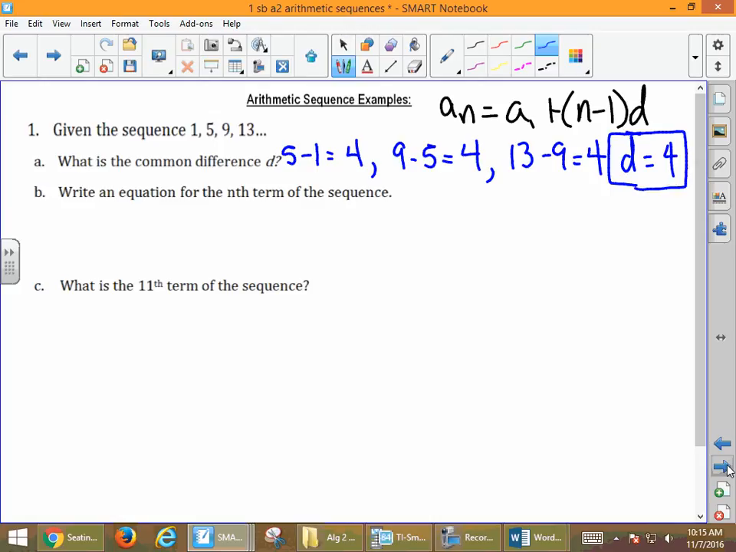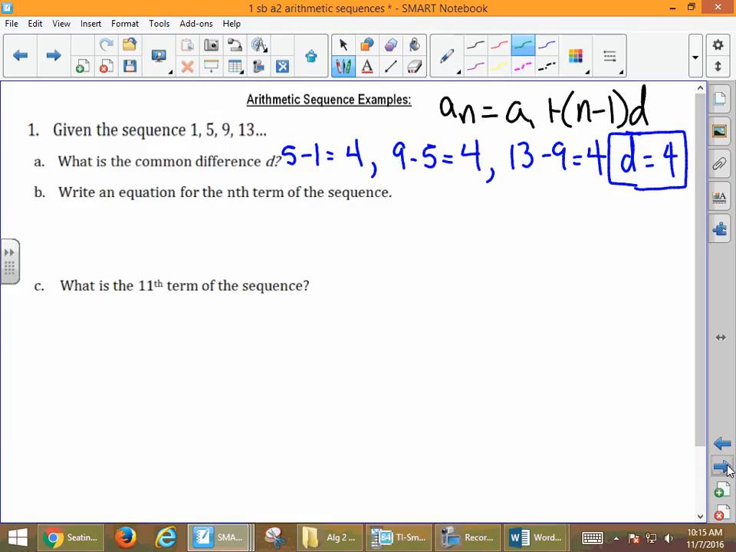Notice what I did: 5 minus 1, the second term minus the first term. The third term minus the second one, 9 minus 5. The fourth term minus the third term. To get that value of 4, they need to be the same for us to have an arithmetic sequence.